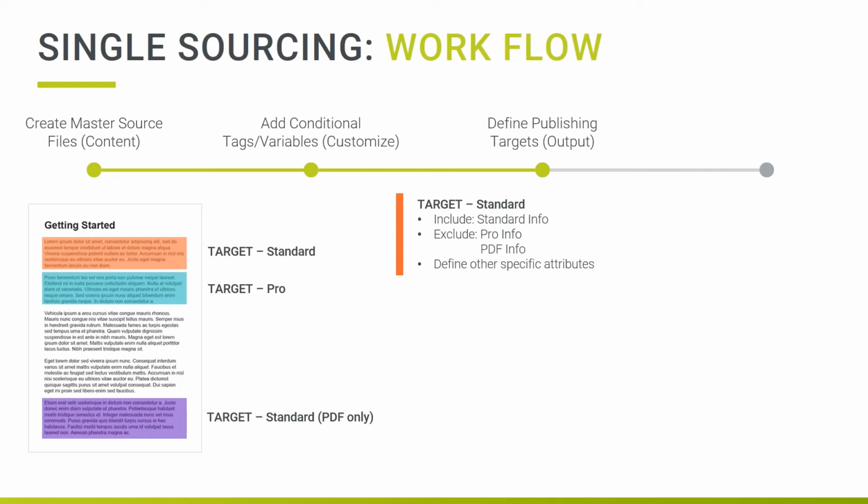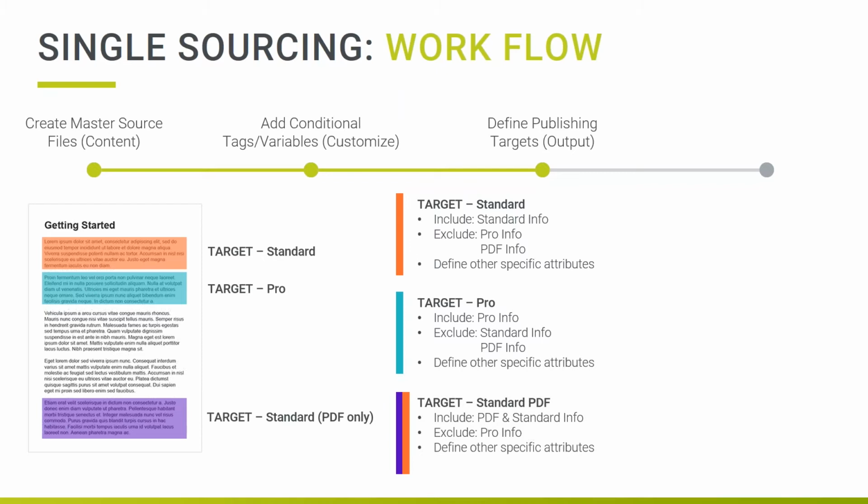I don't want it to show up at all when I build this output. I may have another one for the Pro version of the product. I want to make sure I have all the professional stuff in there, but I definitely want to get that standard and the PDF specific tags out of there. And then of course I need to make that standard PDF file for the folks that buy the standard version of our product. So I'm going to make sure I exclude anything I've marked as Pro.